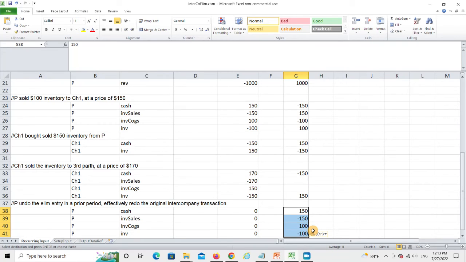So these actually undo the elimination, which effectively is redoing the very original transaction on P's book. So it's a little bit tricky: your inventory is gone, but you have to remember to undo your prior quarter's intercompany elimination. So on these elimination entries, it is either to eliminate your original transaction, or it is to undo your elimination. So this elimination is to undo your original transaction, or the elimination is to undo your elimination.